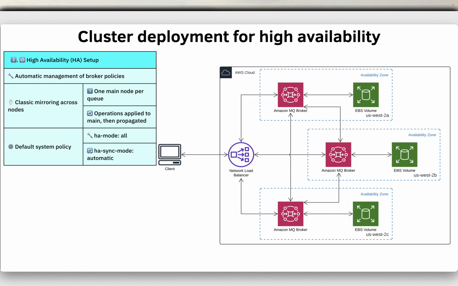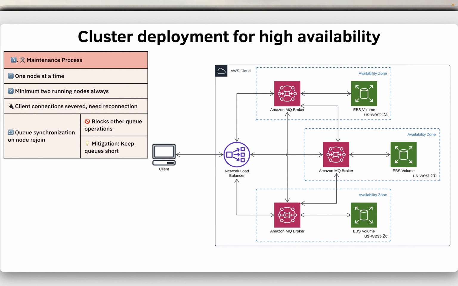For high availability, the HA setup is ensured through automatic management of broker policies, enabling classic mirroring across all nodes. Each mirrored queue has one main node and one or more mirrors. Operations are first applied to the main node and then propagated to mirrors. A default system policy sets HA mode to all and HA sync mode to automatic, ensuring data replication across all nodes in different availability zones for better durability.